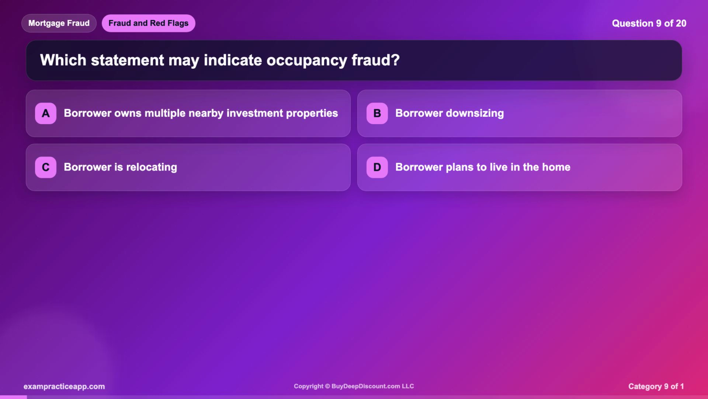Question 9. Which statement may indicate occupancy fraud? Option A, borrower owns multiple nearby investment properties. Option B, borrower downsizing. Option C, borrower is relocating. Option D, borrower plans to live in the home. Take a moment to choose your answer. The correct answer is option A, borrower owns multiple nearby investment properties. Explanation. Multiple nearby rentals raise occupancy concerns.